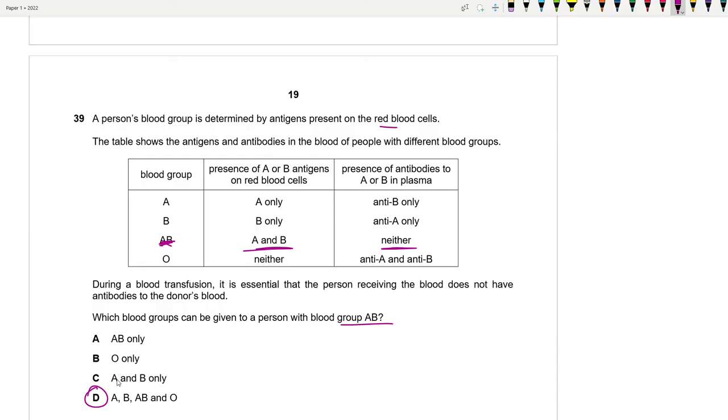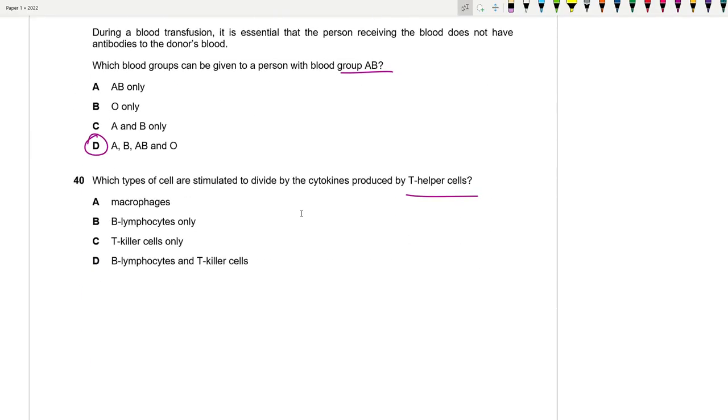Which types of cells are stimulated to divide by the cytokines produced by T helper cells? Okay, so T helper cells, Th cells, there are Th1, Th2, Th17. Basically, in med school, I study immunology. It's much more detailed there. But A level immunity has helped me a lot. It helped me through the process. I knew the basics beforehand.